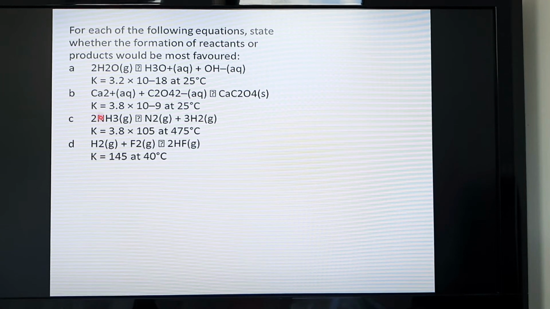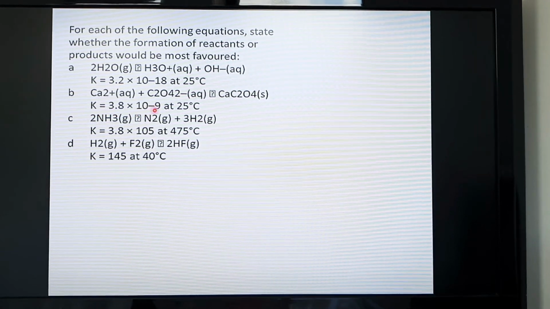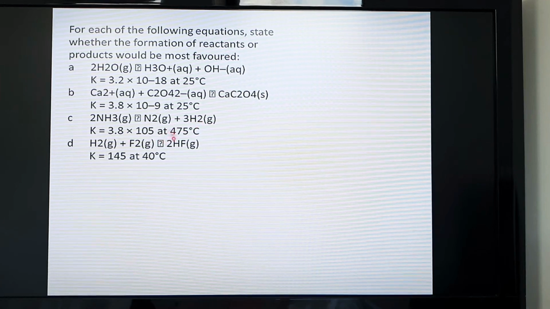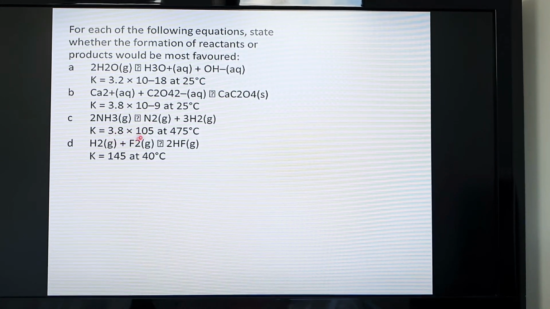For B here, 3.8 times 10 to the negative 9, once again, it's another reaction where the backward reaction is more favored. So the extent is not very far forwards at all. Over here, this is ammonia breaking down into the two constituent gases at 475 degrees, and that's meant to be, sorry guys, 3.8 times 10 to the power of 5. This indicates that the forward reaction is more favored.